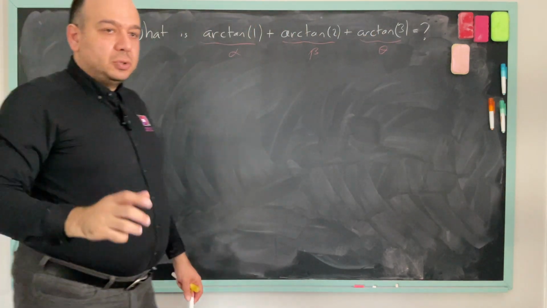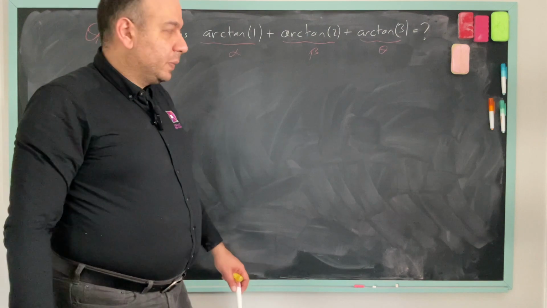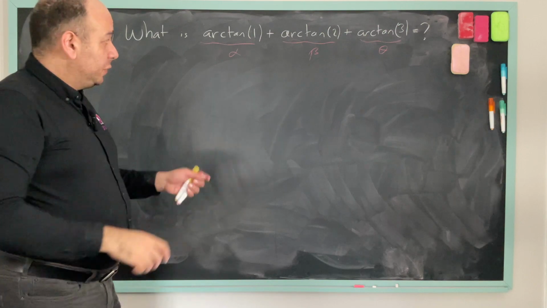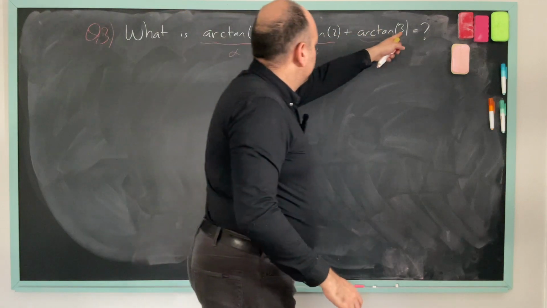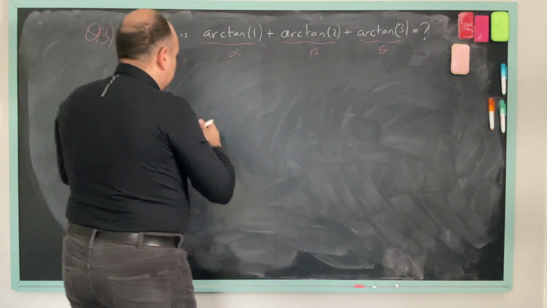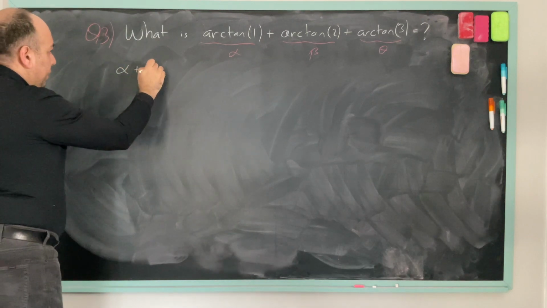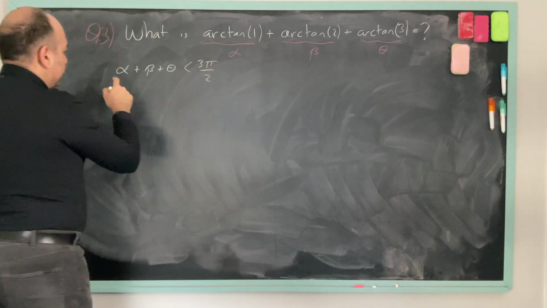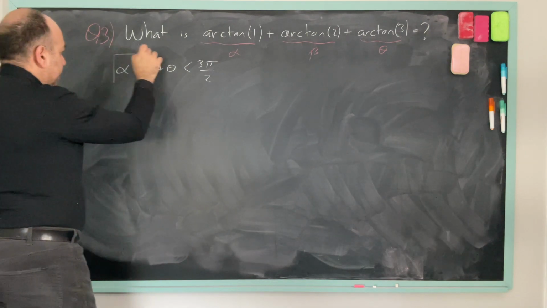So one thing that we need to notice here is that alpha, beta, and theta are all in the first quadrant. Why? Because 1, 2, and 3 are all positive. And each of these angles must be less than pi over 2, because none of these arguments are infinite, right? So alpha plus beta plus theta must be less than 3 pi over 2. It's the first observation we make.